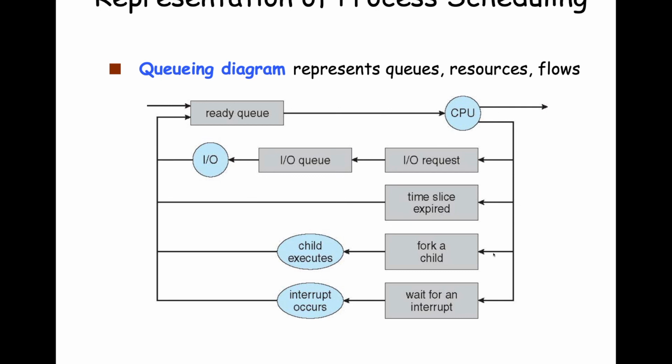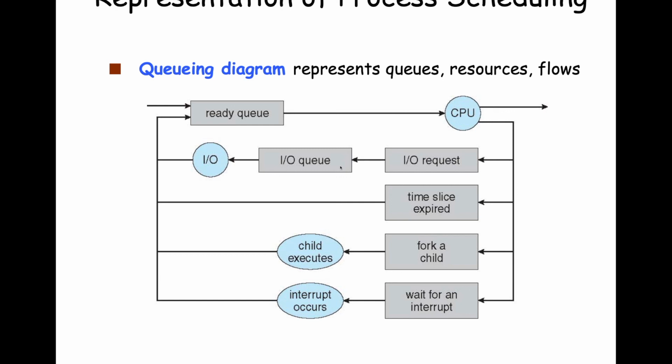A process could also fork a child. So what happens? It creates a copy of itself, loads a new program, and it now has a child process. That process executes, and then they both go back onto the ready queue. It could also wait for an interrupt. So maybe it's waiting for the network buffer. Well, what happens? It comes off the CPU, waits for the interrupt. Interrupt occurs, it wakes back up. The interrupt service routine is done. It joins back to the ready queue and can be scheduled again for fractional usage of the CPU.